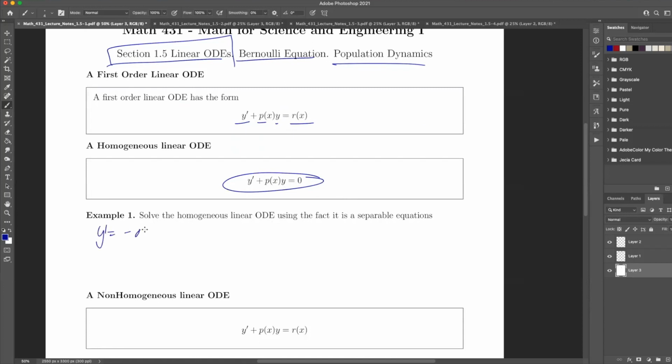This is homogeneous, and we're going to try to solve this. This is y prime equals minus p of x y, just moving that across. Then I'll have 1 over y dy is equal to minus p of x dx, and I can just integrate both sides. That leaves me with ln of y equals minus the integral of p of x plus c. If I solve for y, I get y equals c times e to the minus the integral of p of x.